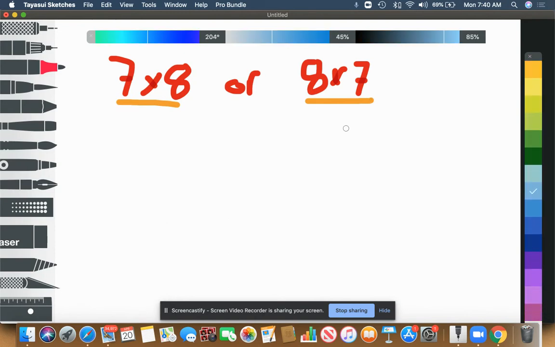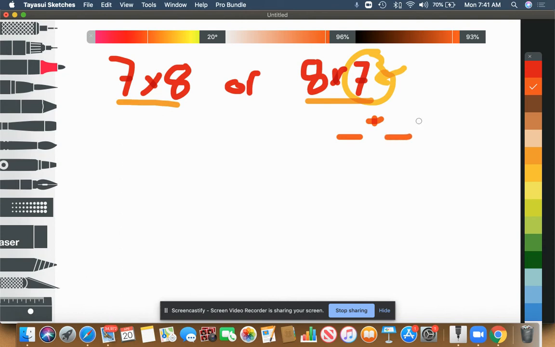Now, using the distributive property, I want to think about a number here, or a factor here. A factor is one of the numbers I'm multiplying that I can break apart to make 2 easier multiplication problems. So I'm going to use the factor of 7. I'm not crazy about multiplying by 7s. They're a little bit tricky. So I'm going to break that part into 2 easier factors. So I need to think about what adds up to 7. So what plus what equals 7.